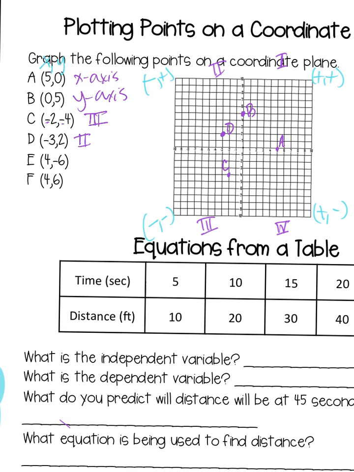And put D. This time I have a positive x and a negative y. Anytime you have a negative y, you're going down. Anytime you have a positive x, you're going to the right. So what quadrant is this? 4. This kind of question to me is a freebie. So over 4, down 6.